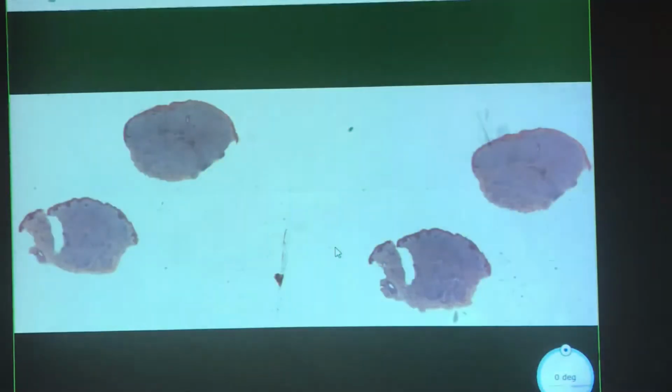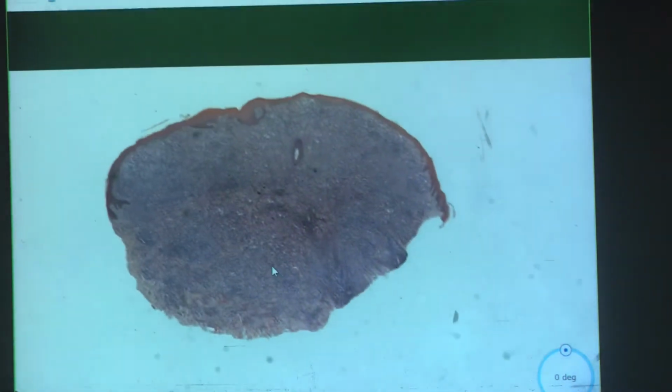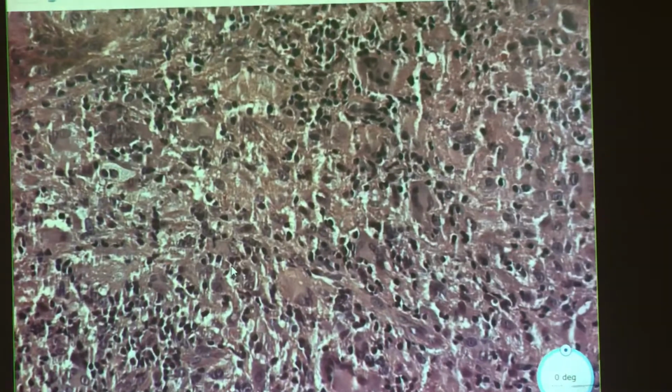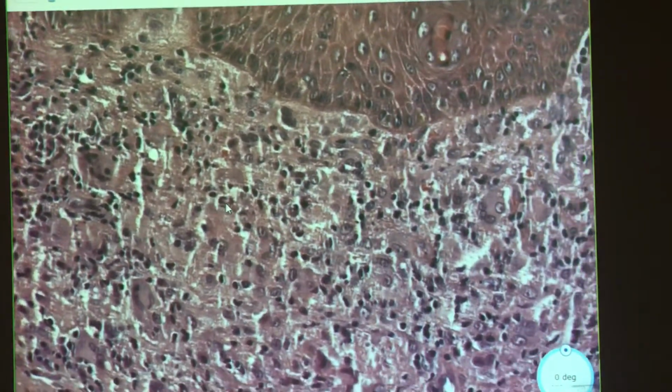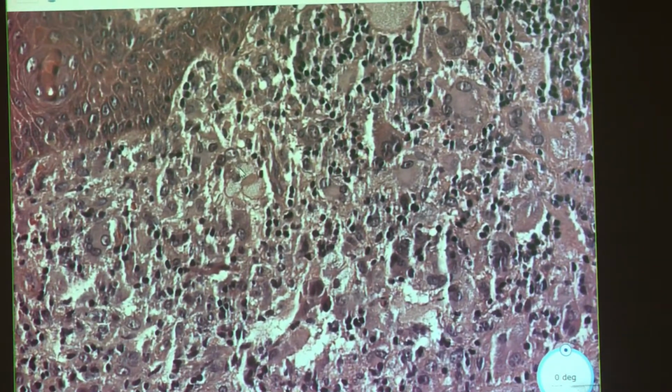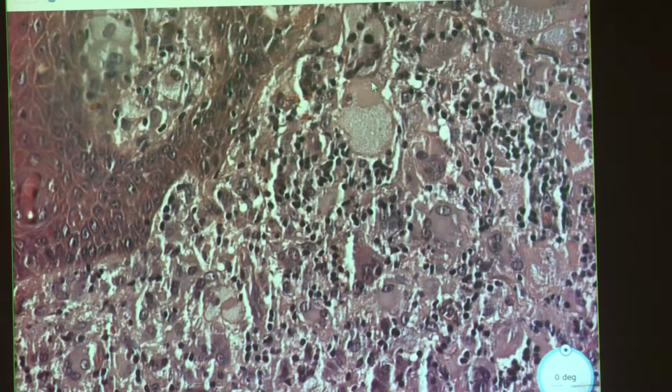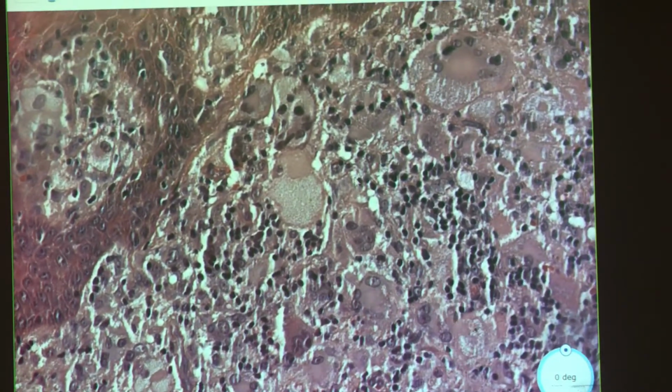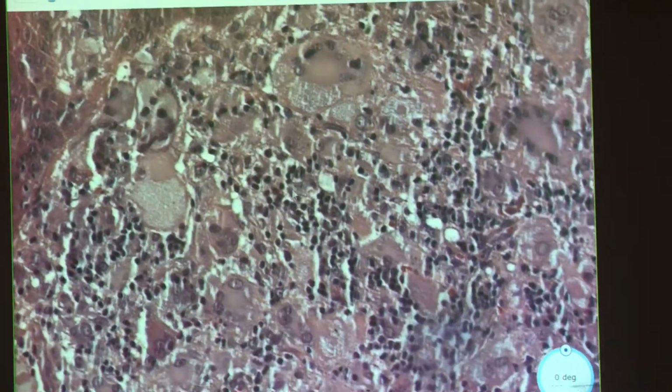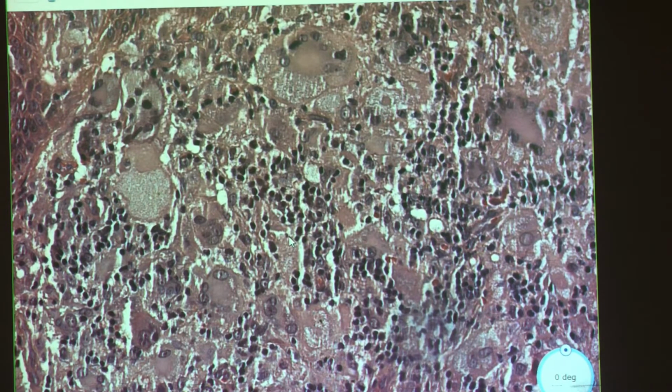Okay, so here's your slide. Oh yay! It looks exactly like the other one. But it's not. Looking closely, what am I seeing? It's busy. There seem to be these cells in the background. It looks a little foamy here. So there are histiocytes that are lipid laden, I would say.